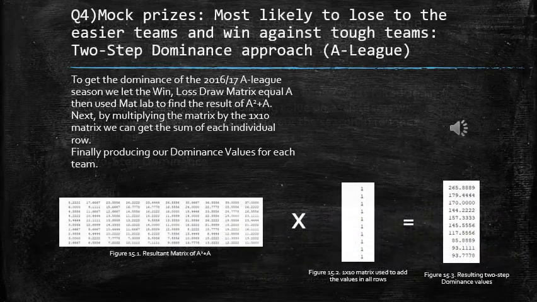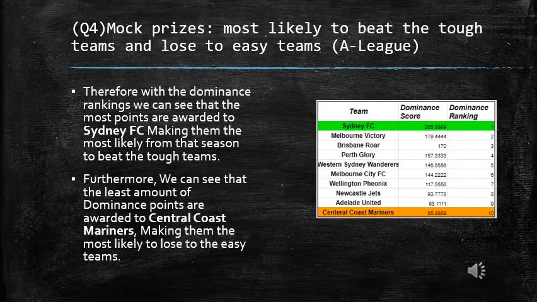To obtain the rankings provided by the two-step dominance method, a key calculation is required. This calculation uses the same augmented matrix A from the eigenvector approach. From this, matrix A squared plus A is calculated, producing the two-step dominance ranking values. From the calculations conducted, Sydney FC ended up on the top of the ladder, making them the most likely from that season to beat the tough teams. On the opposite end, Central Coast Mariners were the most likely to lose to the easiest teams.